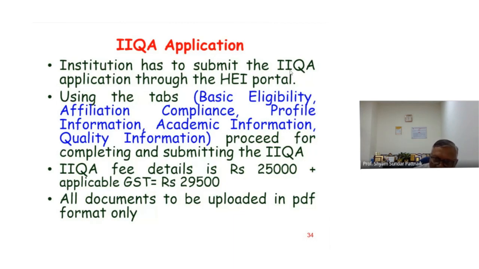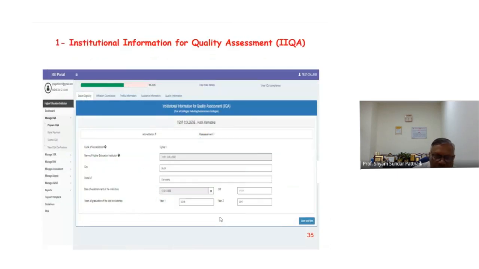The Institutional Information for Quality Assessment needs to be submitted. Basically, this is the tab where basic eligibility, affiliation compliance, profile information, academic information, and some quality information are seen. After filling in under these headings, you have to pay the fee. This is the present fee, and I'll show you the documents that are asked for. Those documents you have to upload.